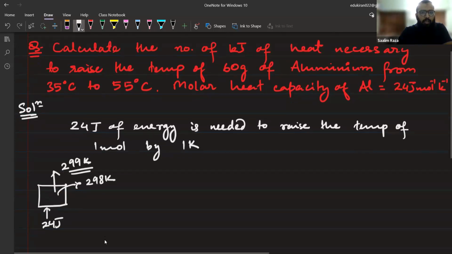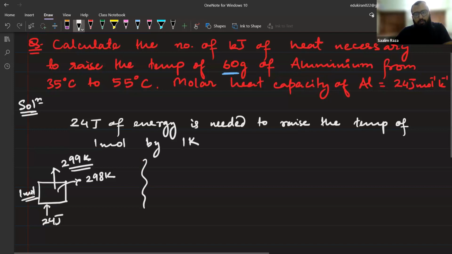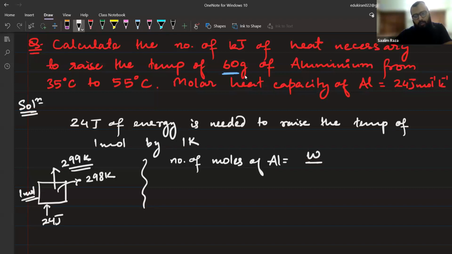Okay. Now they are talking in terms of 1 mole. I have to take 1 mole, and they have given us 60 grams. So first of all, obviously we have to convert these grams into number of moles. Clear? Okay. The given information is in terms of number of moles. Now, please see. The number of moles of aluminium will be equal to the given mass divided by the molar mass.